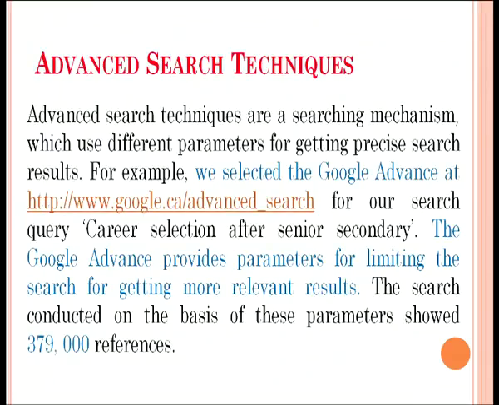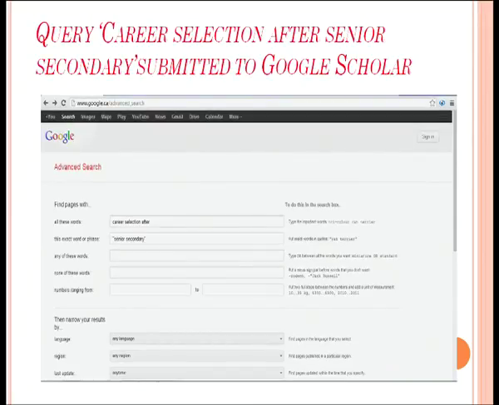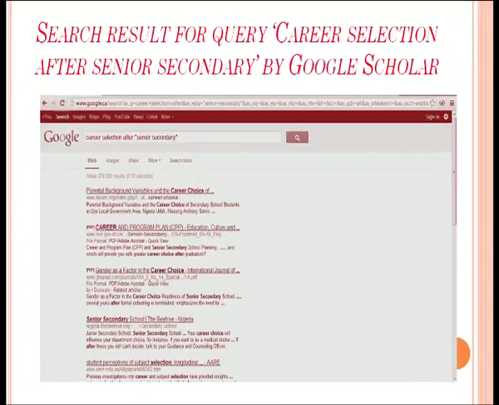Now we are talking about the advanced search techniques. Advanced search techniques are searching mechanisms which use different parameters to get precise search results. For example, we selected Google Advanced. This is the link, Google Advanced Search, and for our search query, career selection after senior secondary, which we are putting within the quotes. The Google Advanced Search parameters are for limiting the search to get more relevant results. The search conducted was on the basis of these parameters. We can get 379 million references. This is the screenshot where we are showing the results, output of this string. This is also the Google search where we are getting the same results.